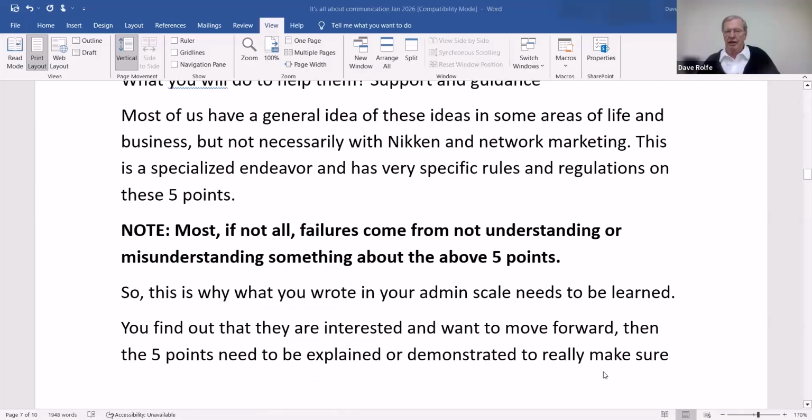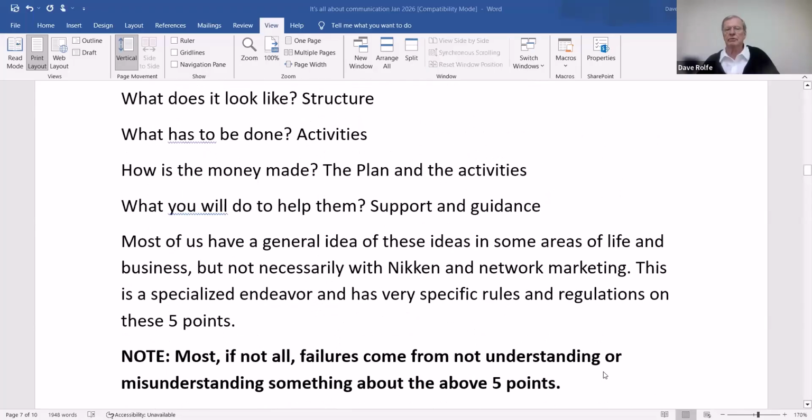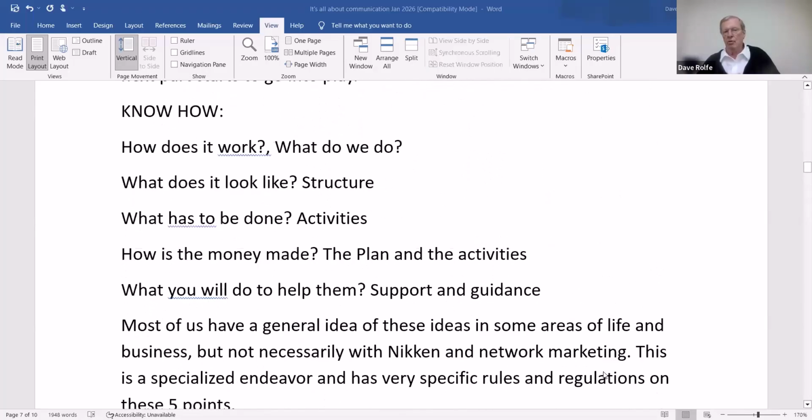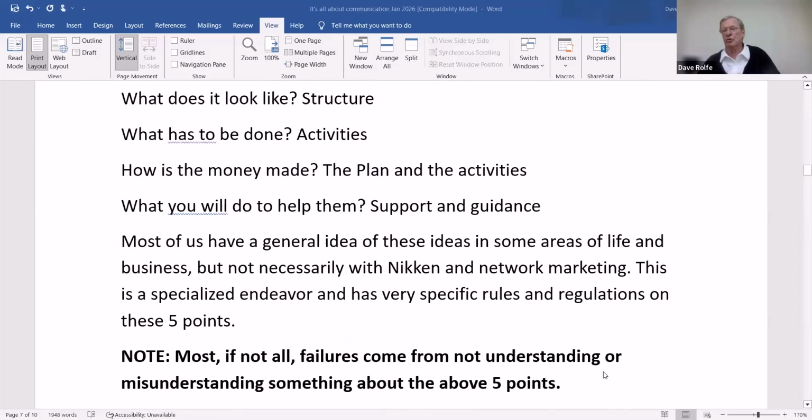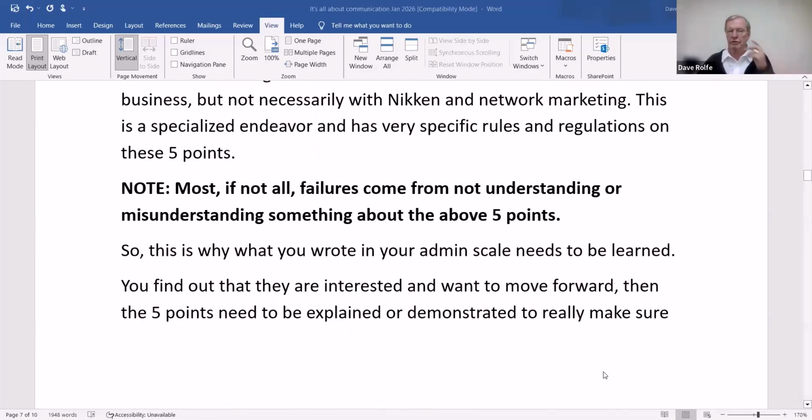Most, if not all, failures come about from not understanding or misunderstanding something about the 5 above points. What are they? How it works? What do you need to do? What does it look like? Structure? What has to be done? Activities? How the money's made? The plan and the activities? And what you will do to help them. Those 5 areas, when they're not understood, people don't do what they're supposed to do, and it makes it awfully difficult.